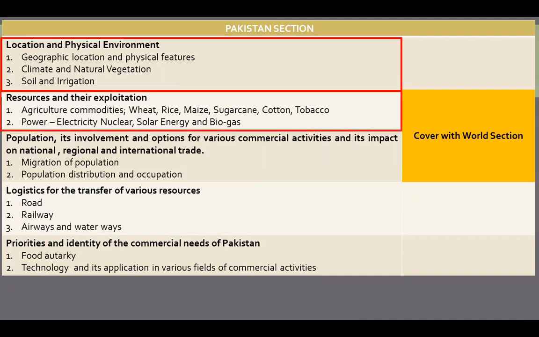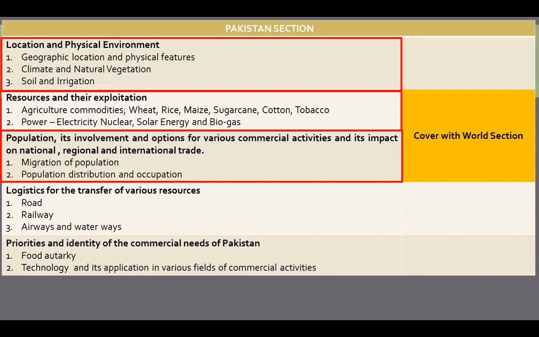Resources and their exploration, agriculture commodities. Here we once again come to agriculture activity. This topic has been covered in the previous world section as well, where we prolong that section and cover this topic. Then we have population involvement options for various commercial activities, its impact on national, regional, and international trade, migration of population, in-migration and out-migration, and their impact on society, population distribution, and all.